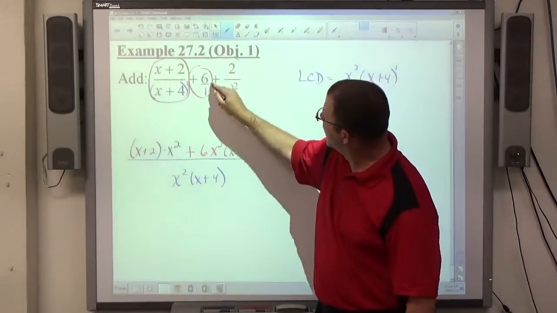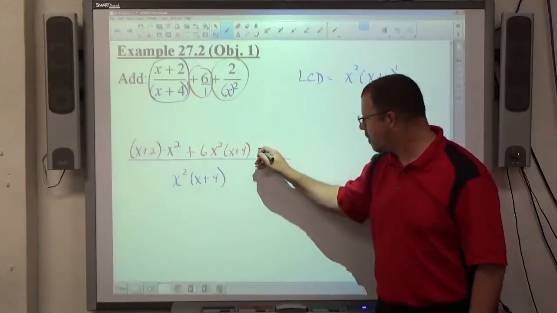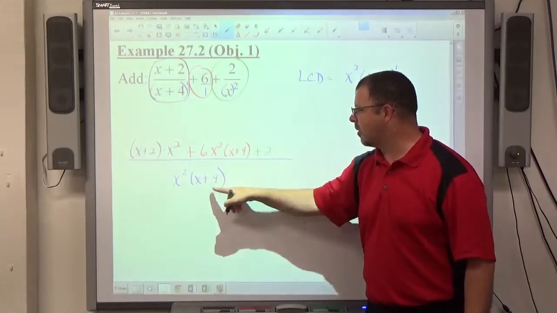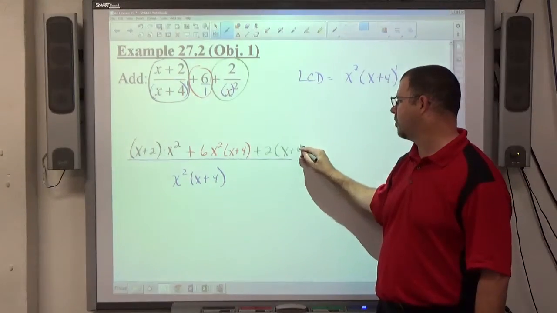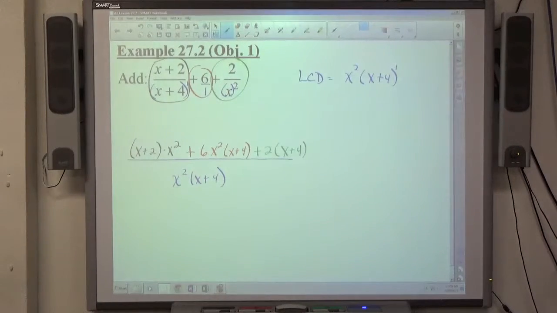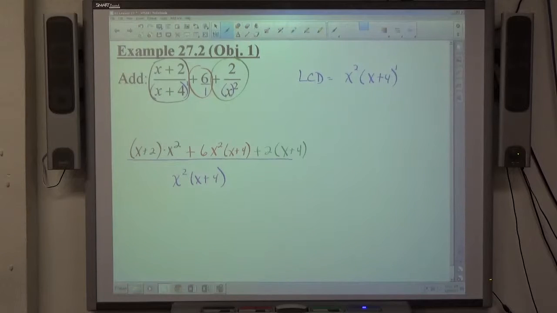And finally, I got 2 over x squared. Plus 2 is what it was. x squared is what the denominator was. x plus 4 is new. So we put an x plus 4 on that one. Okay, so create the correct numerators for each denominator. And then it's just a matter of simplifying the top.